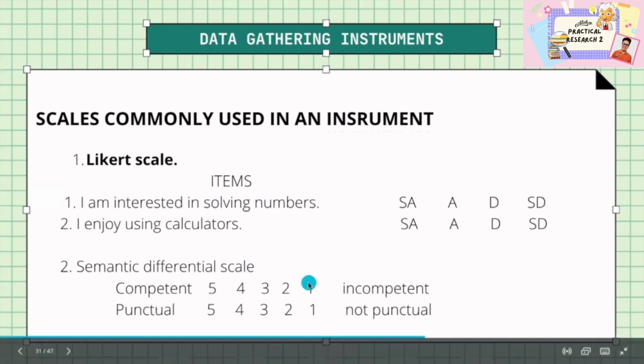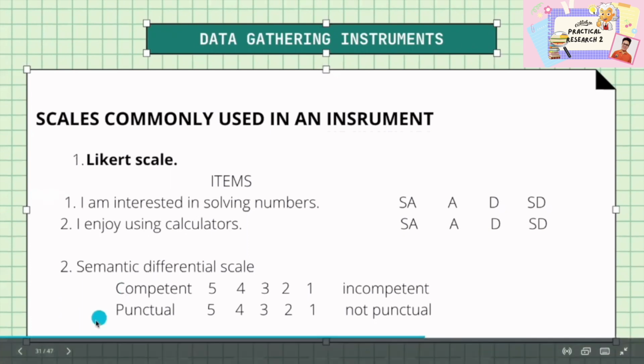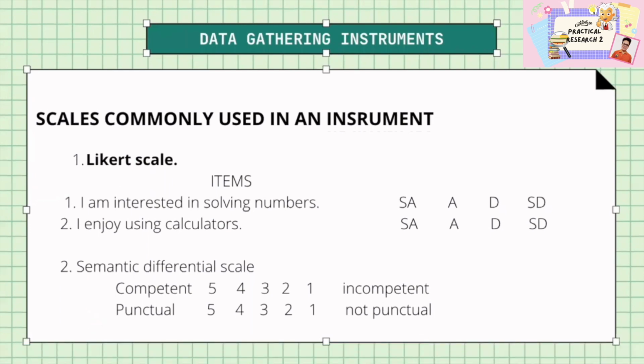Next, we have the semantic differential scale. What is the difference? Actually, the difference is that this is easier to do or to compose because you just have to put, for example, competent, 5, 4, 3, 2, 1, incompetent. So the respondent will just encircle whether it's 5, 4, 3, 2, or 1. Okay.